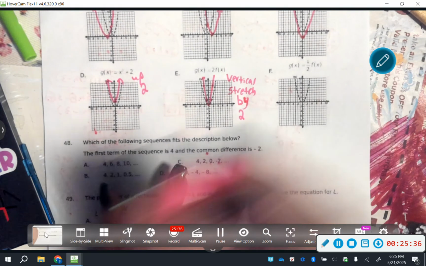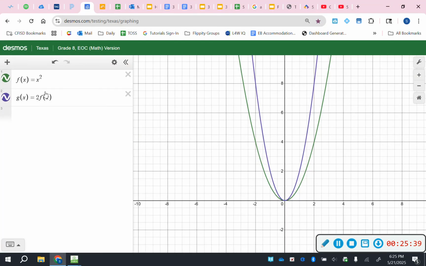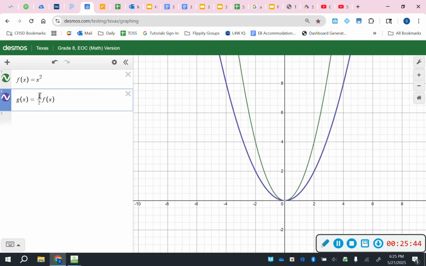This one says 1/2 f of x, so let me get that in there. I took it and stretched it out wider than the original one. This is not a stretch, it's a vertical compression. I'm squishing it down. Vertical compression by 1/2. It's not even by 1/2. Oh my gosh, it's by 2.